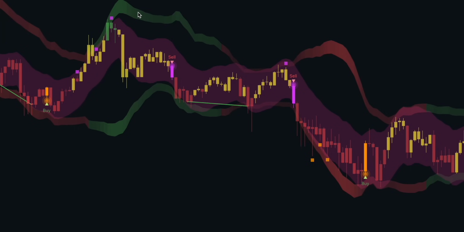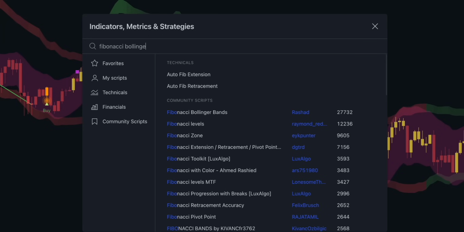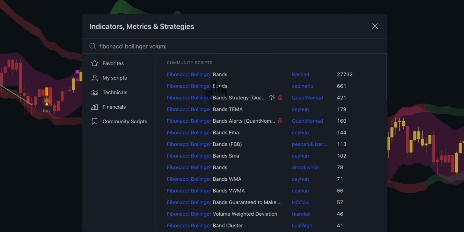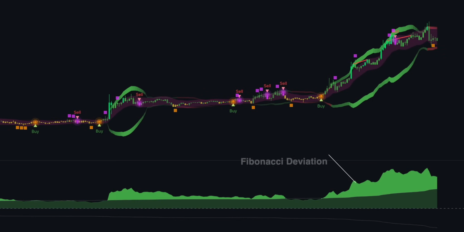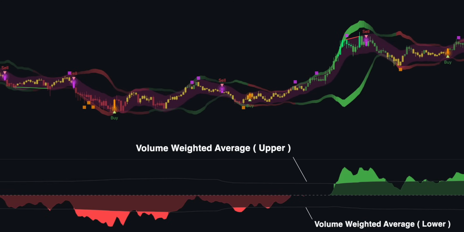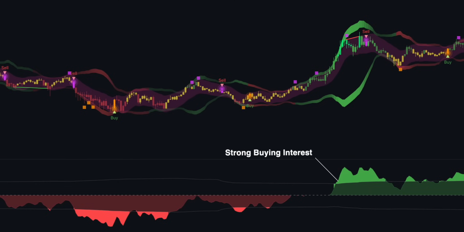The second indicator is called Fibonacci Bollinger Volume Weighted Deviation by T. Karolak. The Fibonacci Bollinger Volume Weighted Deviation indicator presents a novel approach to market trend analysis by integrating Fibonacci ratios with the classic concept of Bollinger Bands. Designed for traders who incorporate Fibonacci levels in their market analysis, this indicator adapts Bollinger Bands to a user-defined Fibonacci ratio. It creates dynamic upper and lower bands around a simple moving average, offering insights into price deviations and potential overbought or oversold market states.